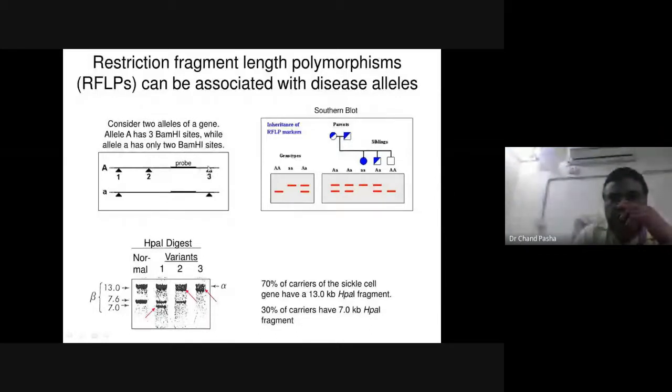Okay. In a variant, a genetic biodiversity containing another variant, what happened? There is a mutation at site 2. This BamH1 is no more cutting here. So what happened? The radio labeled probe is now much bigger than earlier. It used to be only this much fragment, but now it is a very big fragment. This is called restriction fragment length polymorphism. The restriction fragment size is getting changed here.